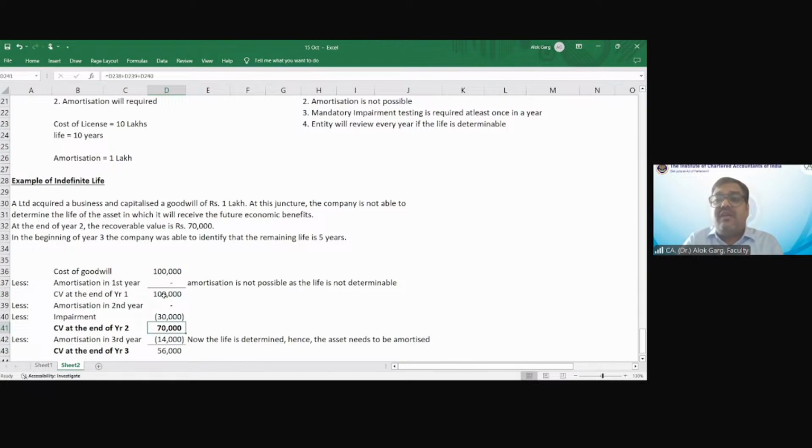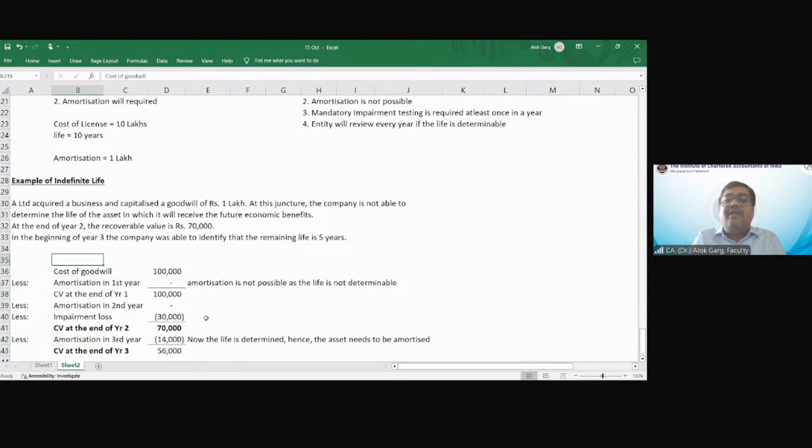The carrying value is 1 lakh and the recoverable value is 70,000. It means there is an impairment loss. So impairment will happen, and the impairment loss will be deducted. Now my carrying value at the end of year 2 becomes 70,000.